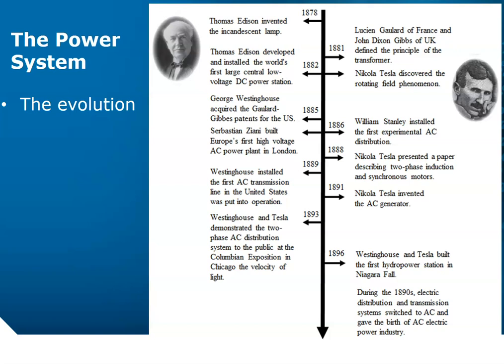Westinghouse and Nikola Tesla built the first hydropower station at Niagara Falls to send AC electric power about 26 miles away to Buffalo, New York. The first transmission lines were single-phase and energy was usually consumed for lighting only. Even the first motors were single-phase, but on May 16, 1888, Nikola Tesla presented a paper describing two-phase induction and synchronous motors.